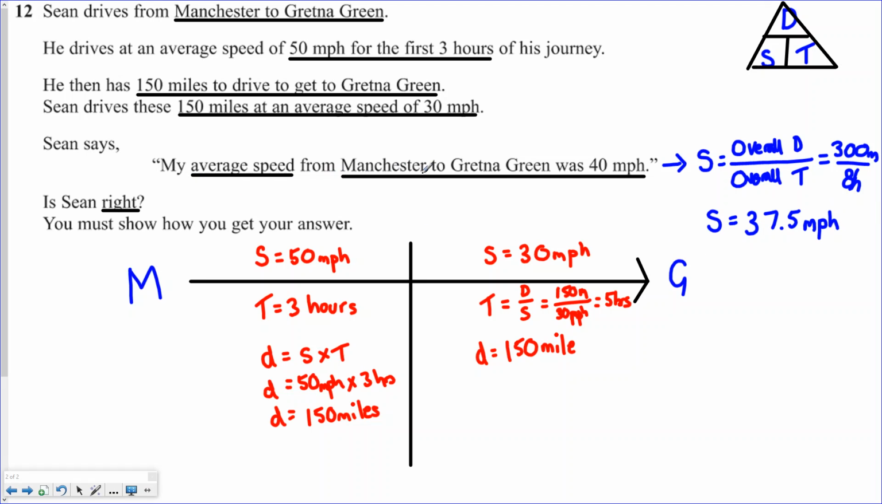His claim was that his average speed from Manchester to Gretna Green was 40 miles per hour. No, it was not. It was actually 37.5 miles per hour. Therefore, Sean is incorrect. His speed was 37.5 miles per hour. I hope this video was useful and you learned something.